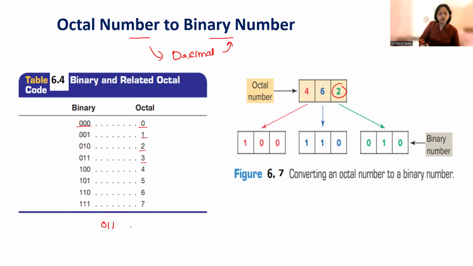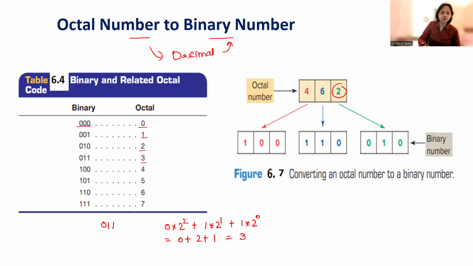If you want to write it in decimal, it will be 0 into 2 raised to the power 2, plus 1 into 2 raised to the power 1, plus 1 into 2 raised to the power 0. So this will be 0 plus 2 plus 1, so it will be 3, right? You need to multiply every digit with its place value, like this 2 and this 1. So you will get this number.